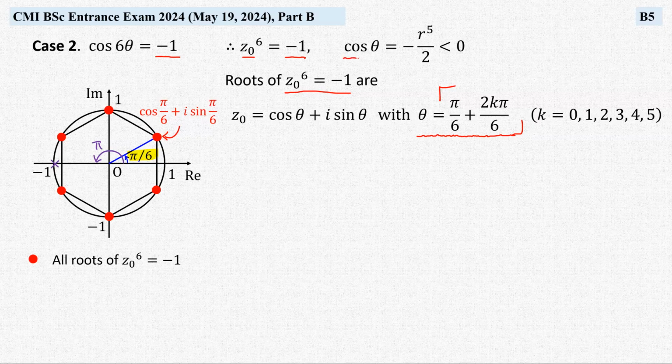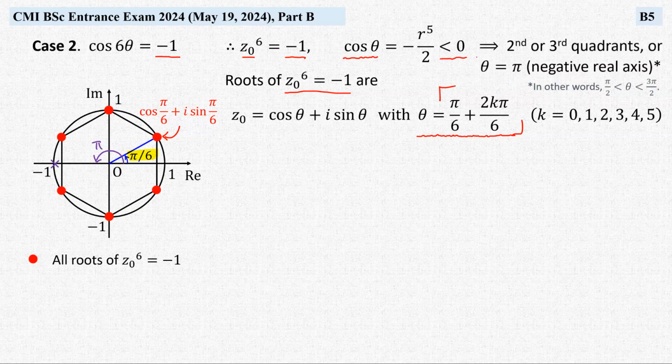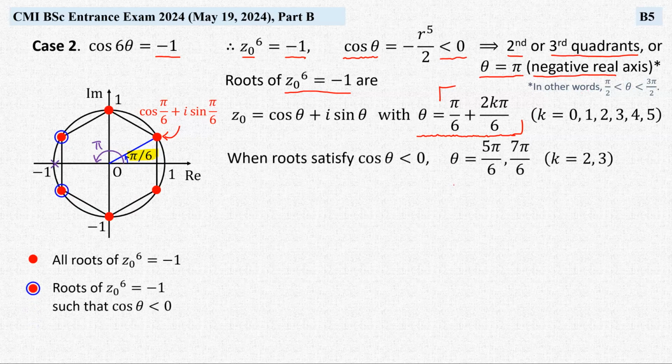Moreover, now we have the condition that cosine theta must be negative. And cosine theta is negative only if theta is in either the second or third quadrant, or theta equals π so that the root is located on the negative real axis. This corresponds to theta values of 5π/6 and 7π/6, which corresponds to k values of 2 and 3.